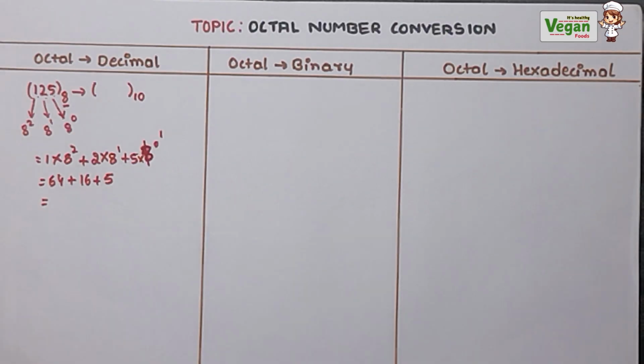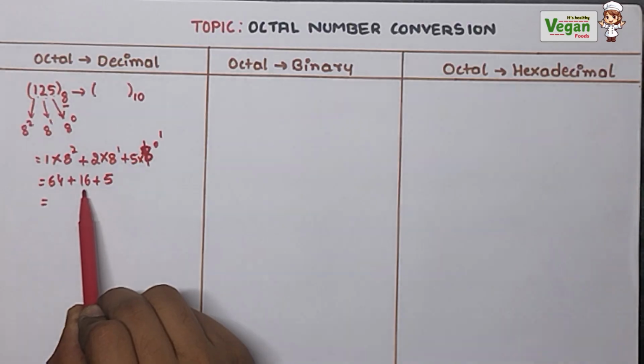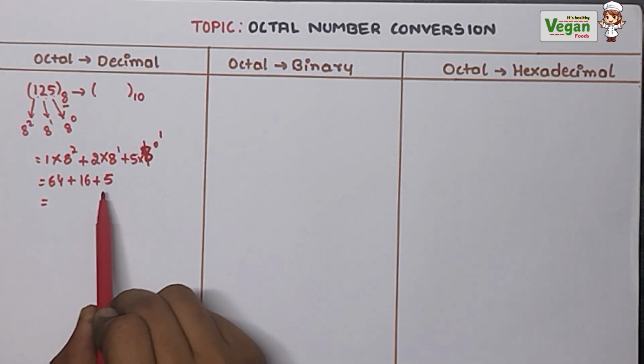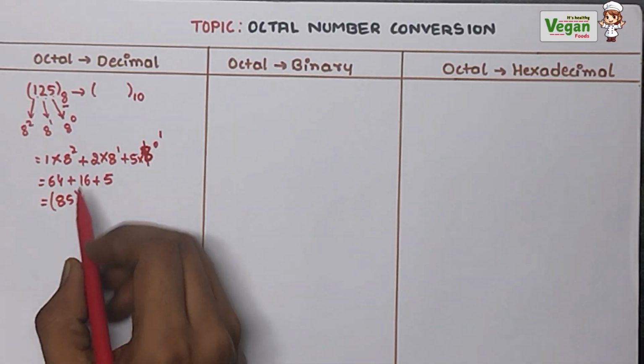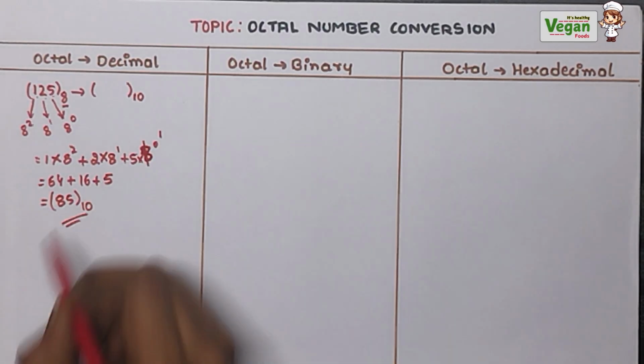So 64 plus 16 is 80. 80 plus 5 is 85. So we got the value for the octal to decimal conversion.